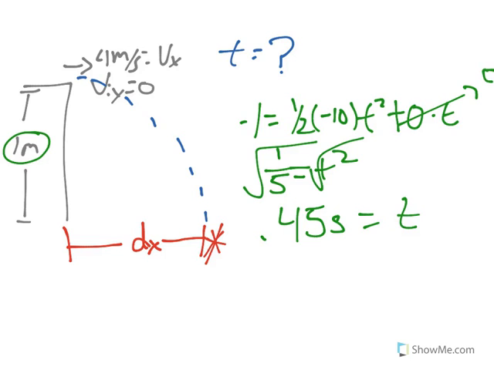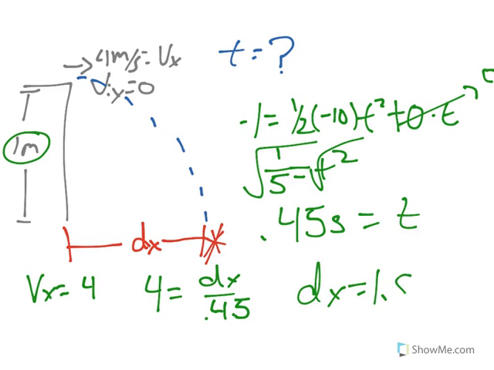Now to find dx. Well, Vx is equal to 4, so 4 is equal to dx over 0.45. Okay, so there you go. And you multiply that out, and you get dx is equal to 1.8 meters.